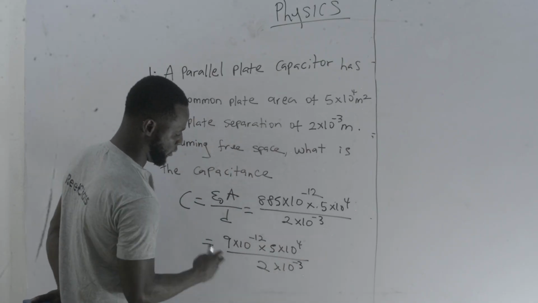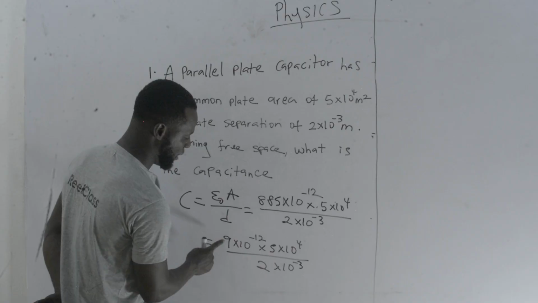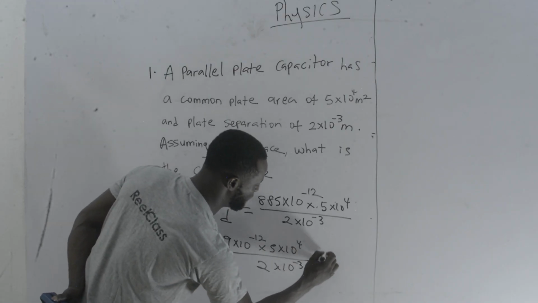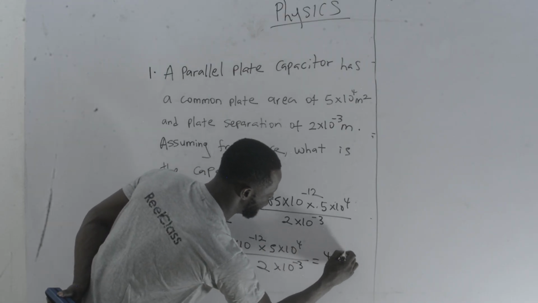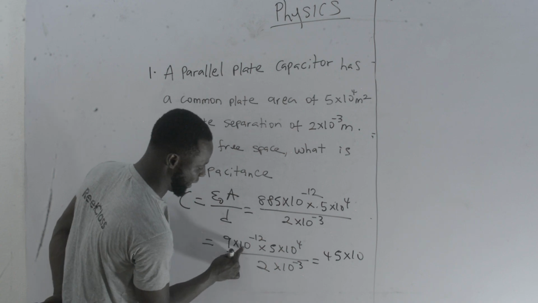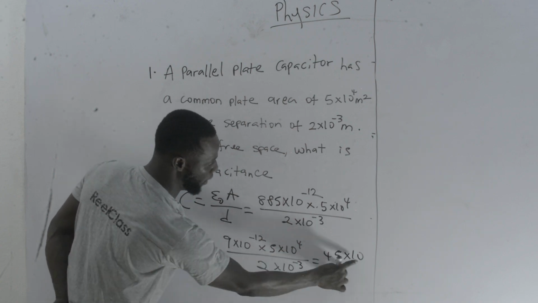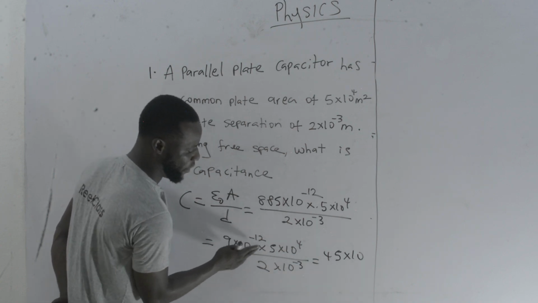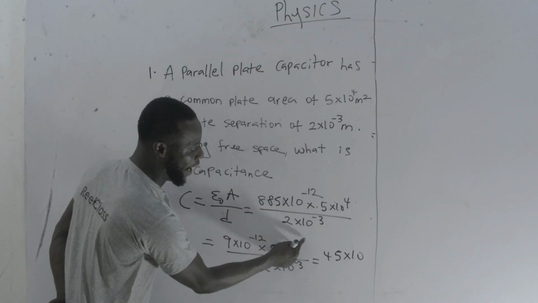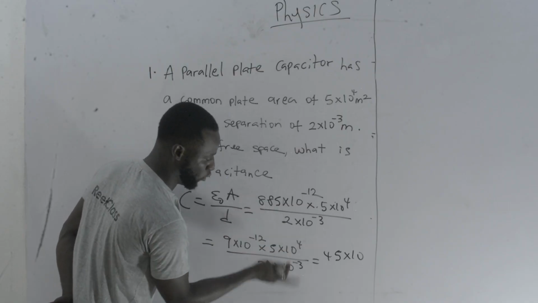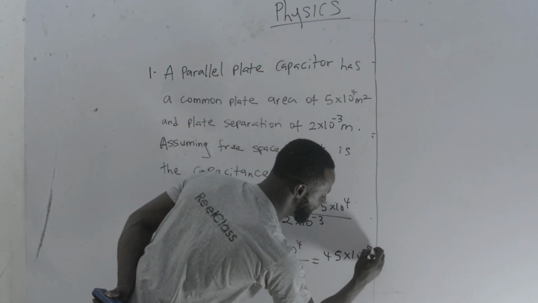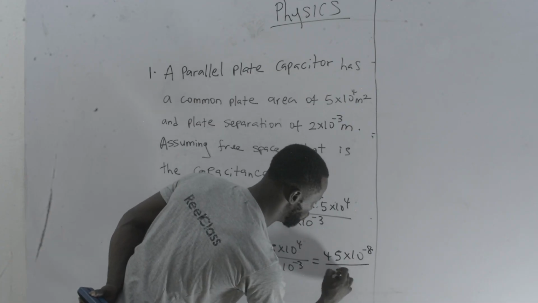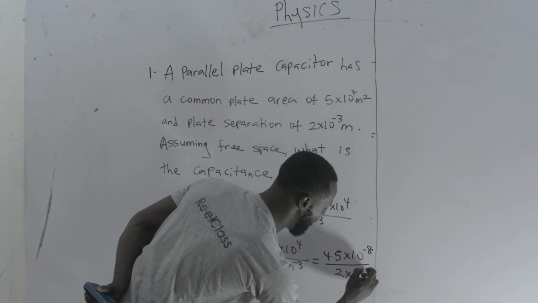Leaving all the 10s first, let's work on the numbers. 9 times 5 will give me 45. Of course, times 10. Let's pick our 10. I have 10 here, I have 10 here, I'll pick one. That's the 10 raised to the power minus 12 times 10 raised to the power 4. I will add up the power. Minus 12 plus 4 should give me minus 8, all divided by 2 times 10 raised to the power minus 3.